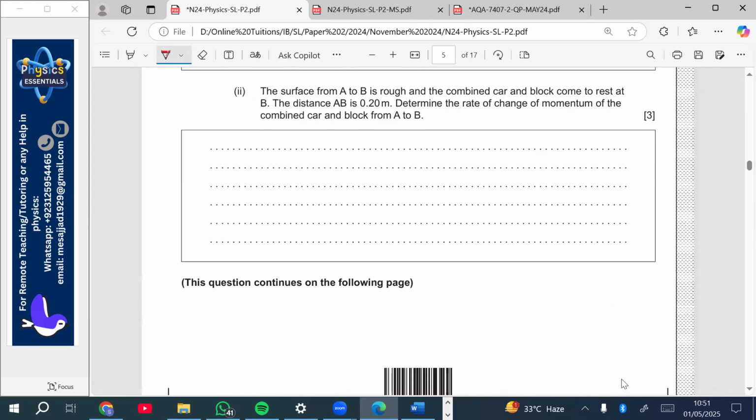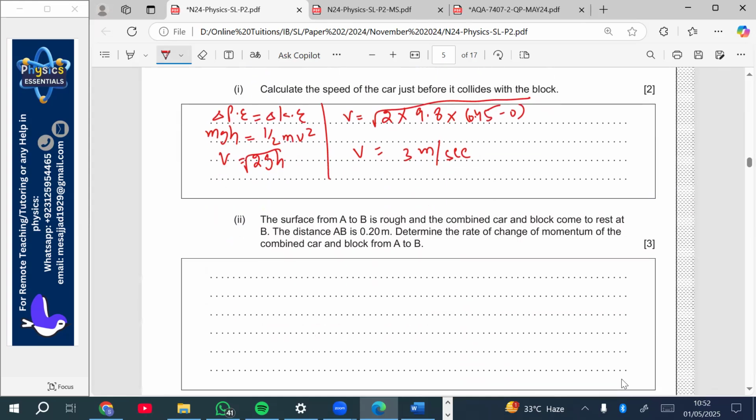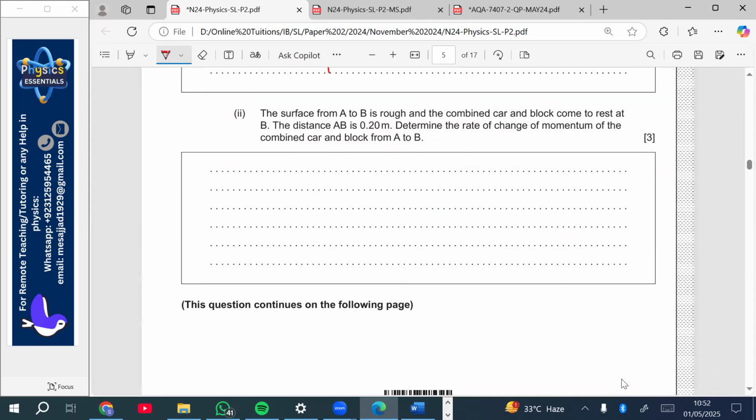The surface from A to B is rough, and the combined car and block come to rest at B. The distance AB is 0.2. Determine the rate of change of momentum of the combined car and the block from A to B. Now when you are moving along with this block from here to here, here you have the initial speed as 3 and here you have the final speed as 0. And in between you are having some acceleration and you are covering a distance of 0.2.